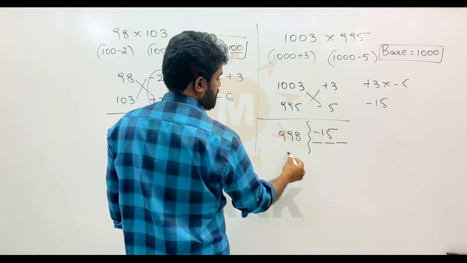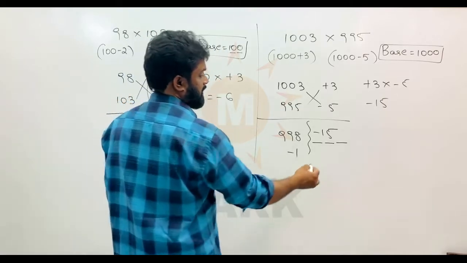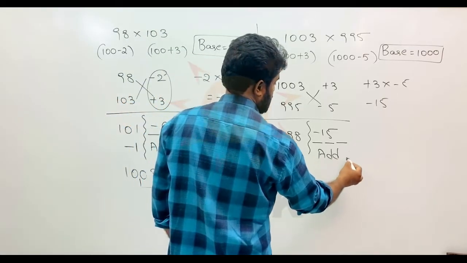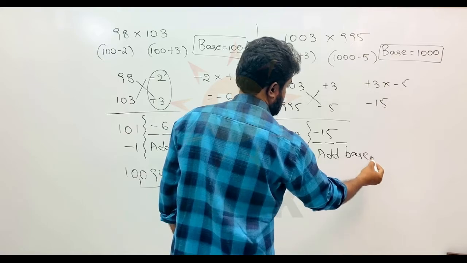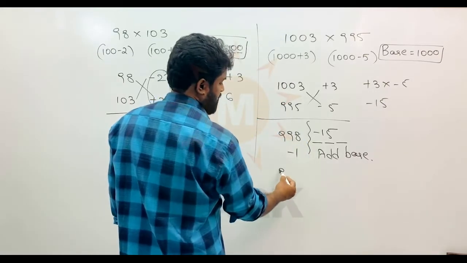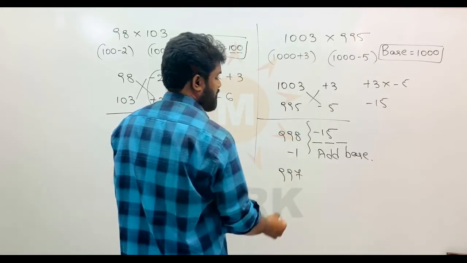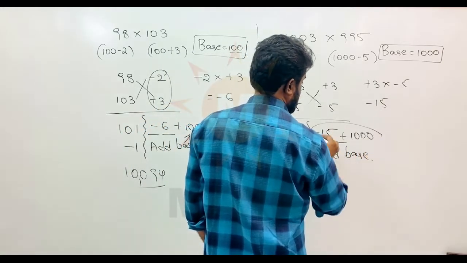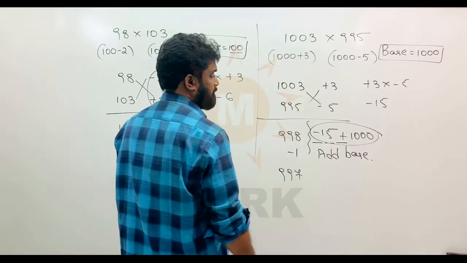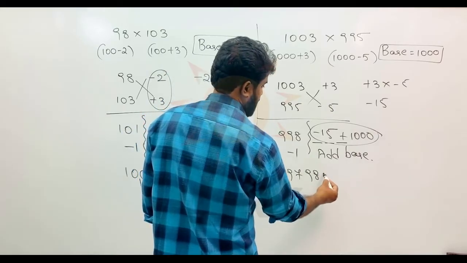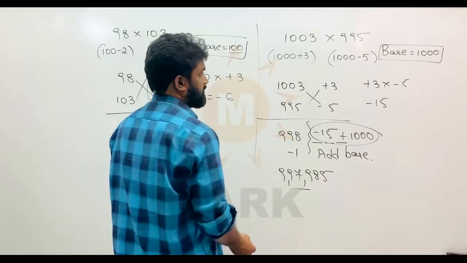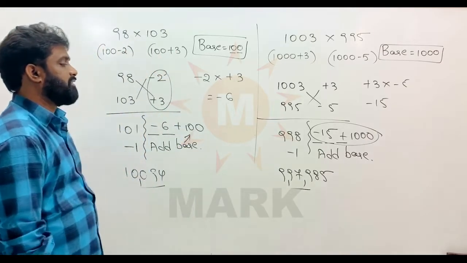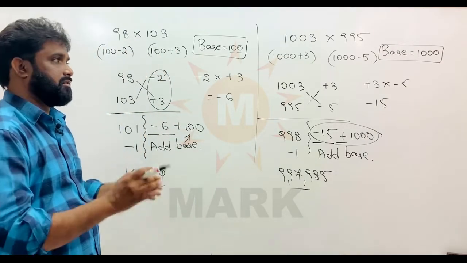We do minus 1 here, and here add the base. So if you do minus 1 here, what you will get? 997, here it will come. If you add the base, what is the base? 1000. So minus 15 plus 1000, what is that? 985. So this is the answer. So 997985 is the answer for this question.